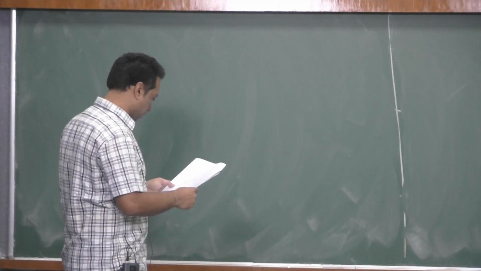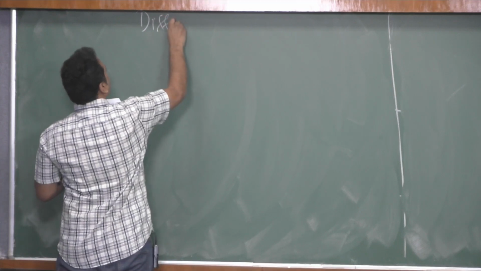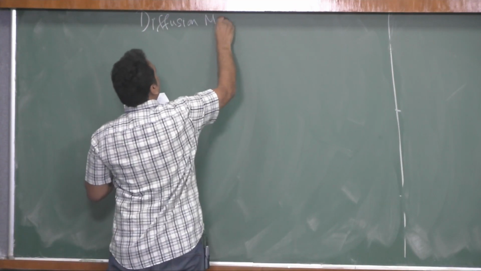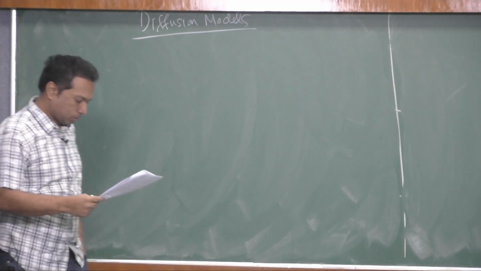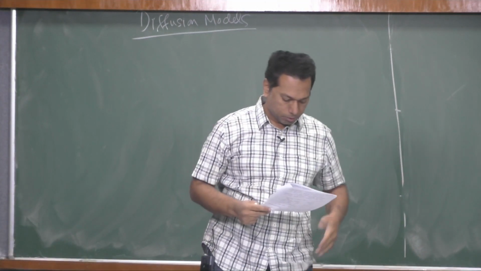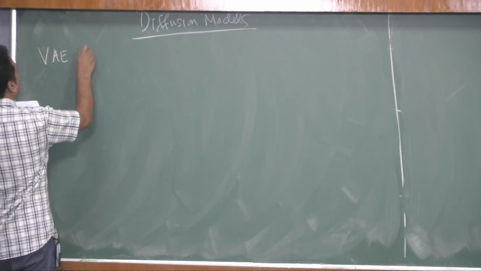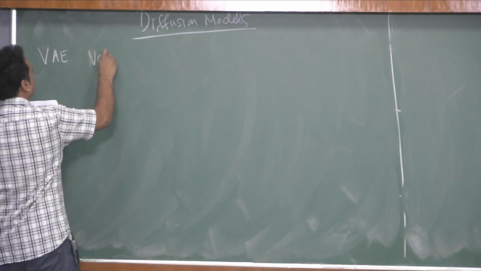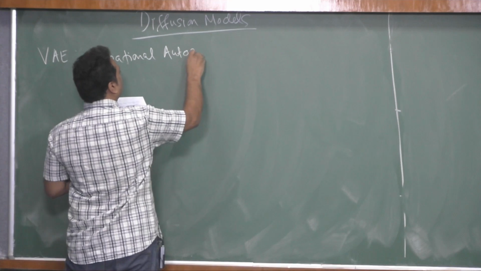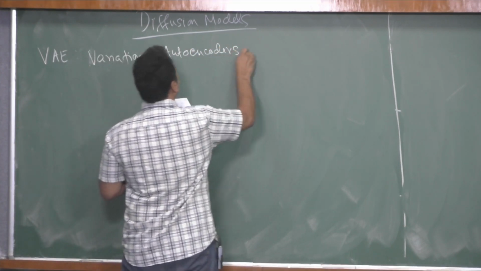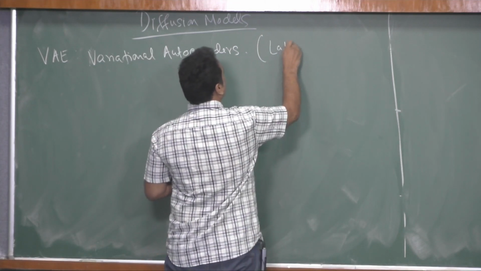So today we will discuss, we'll start diffusion models. So the last class we did variational autoencoders, VAE. And we have seen that it's a latent variable model.